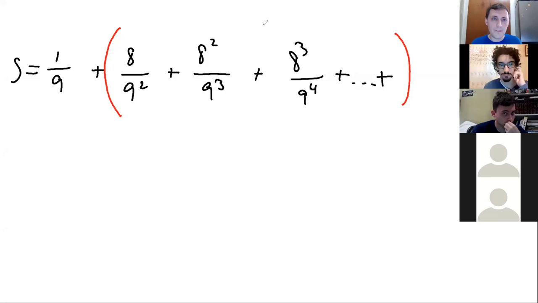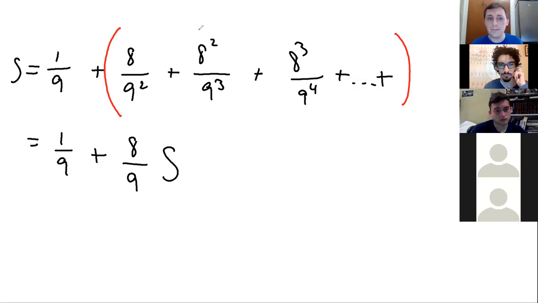Okay, so the answer is 1 over 9 plus 8 over 9, and then what remains in the parentheses is S. That's why I factored 8 over 9. Do you agree? Are you with me, guys? You see what I did?